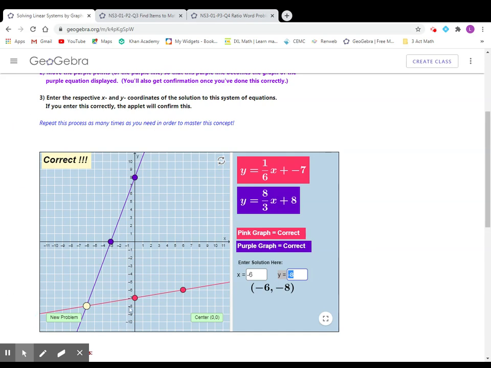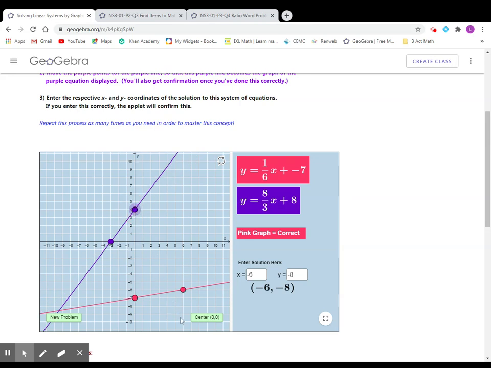Now, while I have this up, I want to highlight how graphs tell us whether something has no solution, one solution, or an infinite number of solutions. So here we can see these two lines clearly meet at one point. And if we imagine the lines going on infinitely in either direction, we can see that's the only point they're going to meet at.